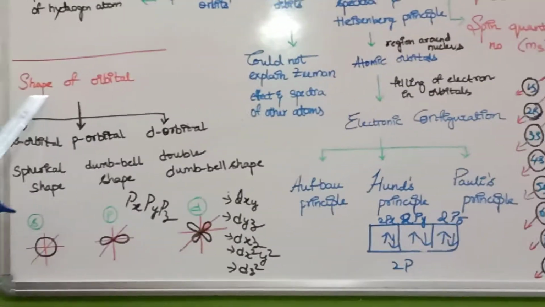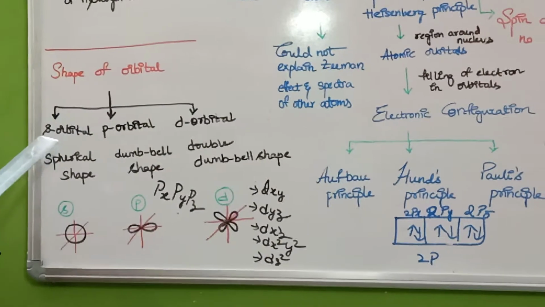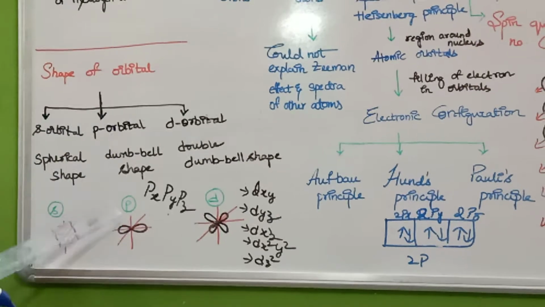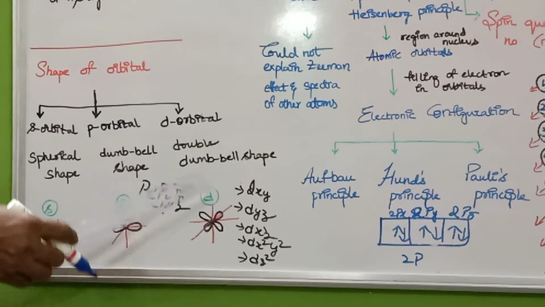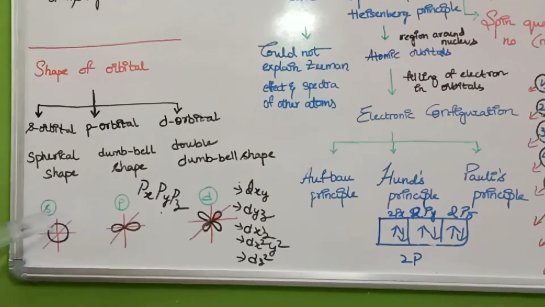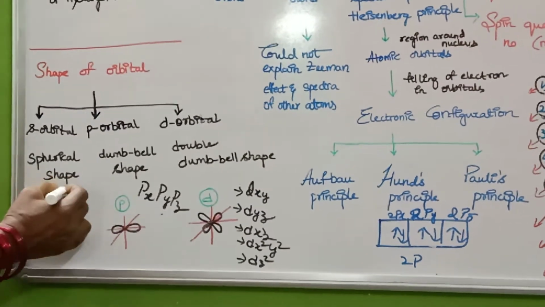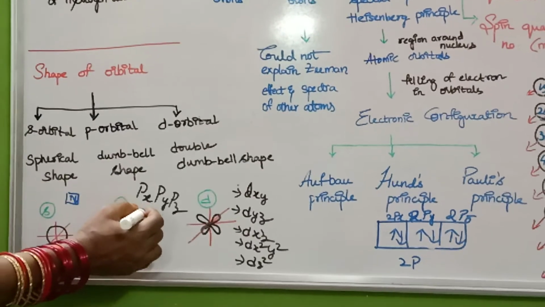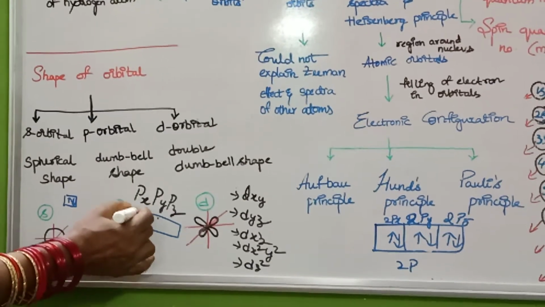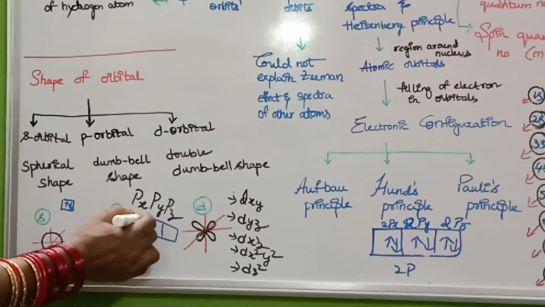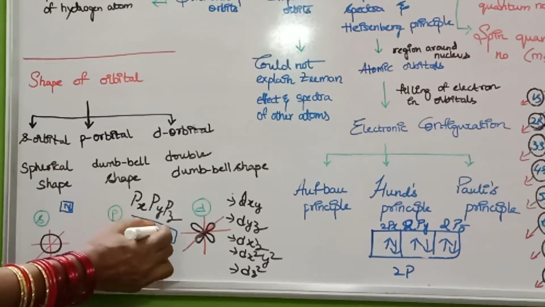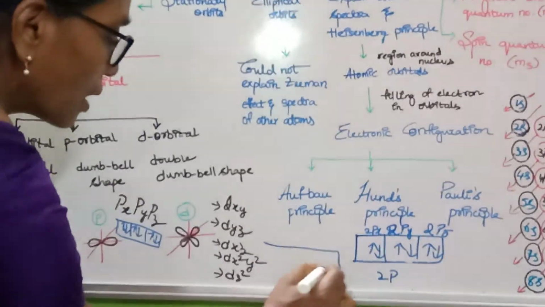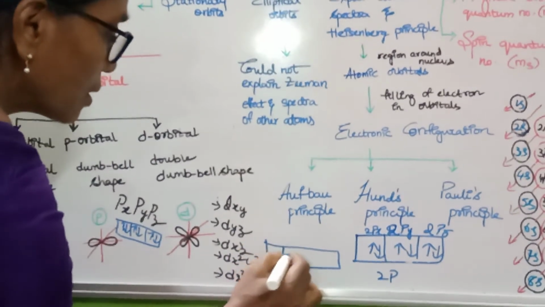Now let us know about the shapes of different orbitals. The s orbital is spherical in shape, the p orbital is dumbbell shaped and the d orbital is double dumbbell shaped. The s orbital is capable of accommodating only two electrons. The p orbital can accommodate 6 electrons: px2, py2 and pz2. And the d orbital, if we take, can accommodate a total of 10 electrons.